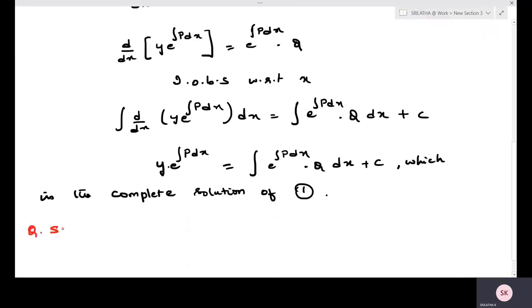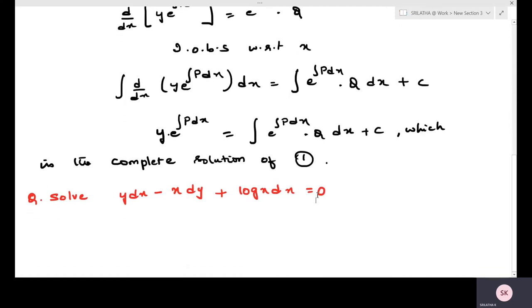Solve y dx minus x dy plus log x dx is equal to 0. Okay. Now this is the question given for you. You have to solve this equation.